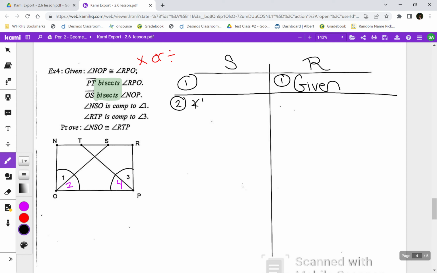So I'm going to say angle 1's congruent to angle 2, which is congruent to angle 3, which is congruent to angle 4. And what was this? If the whole angles are congruent and then we divided them by 2, their halves are also congruent. Big to small, what is that? Division.